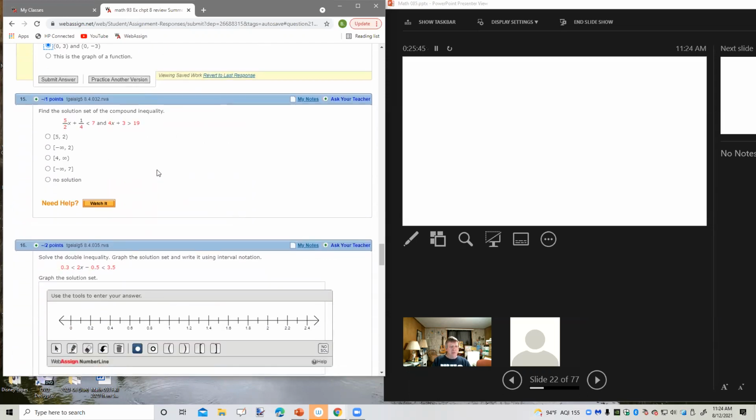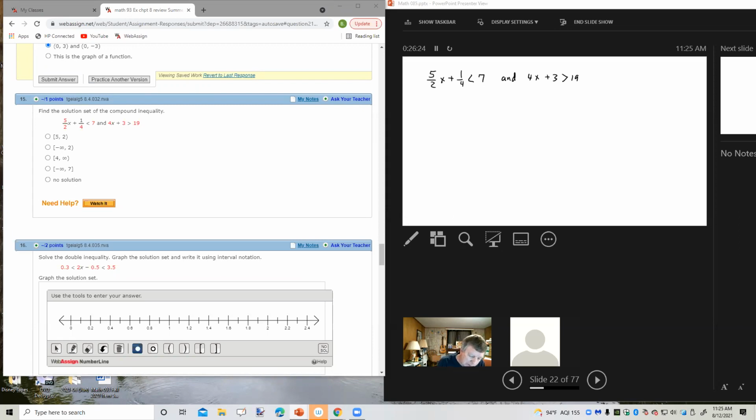Find the solution set of the compound inequality. So we have 5 halves x plus 1/4 less than 7 and 4x plus 3 greater than 19. So this is an and situation. Is that an intersection or a union? That's an intersection. So first of all, we need to solve each inequality for x on the left.